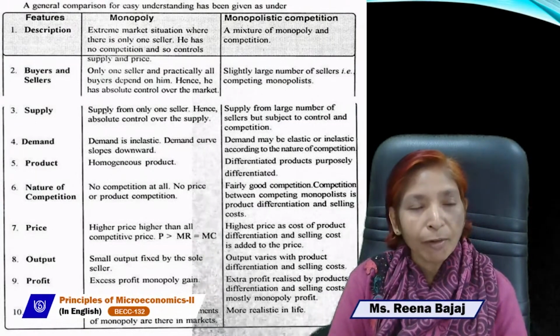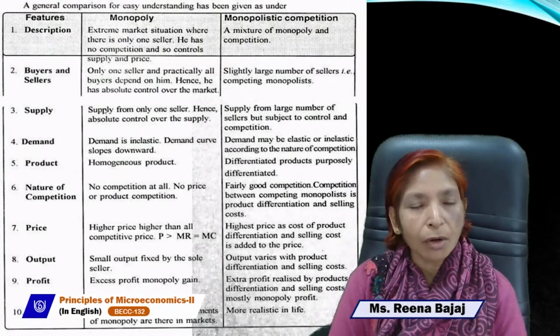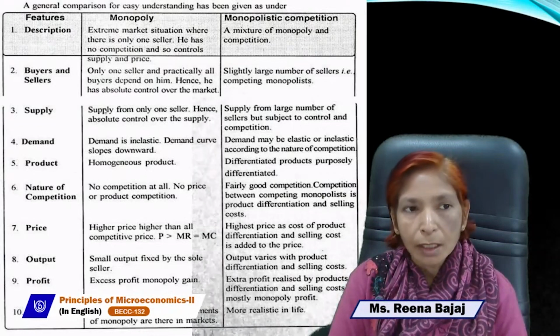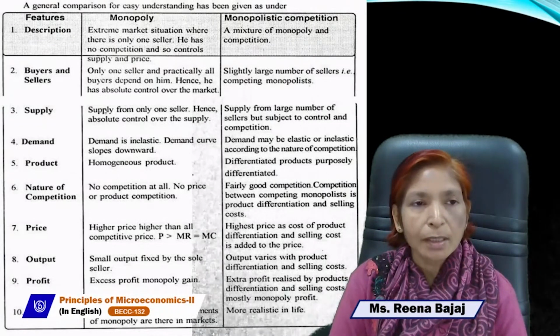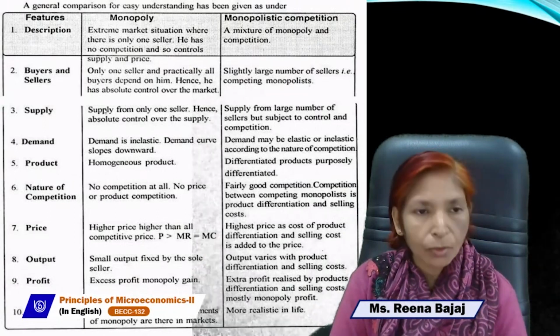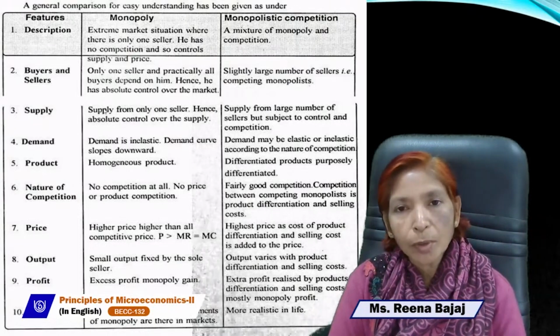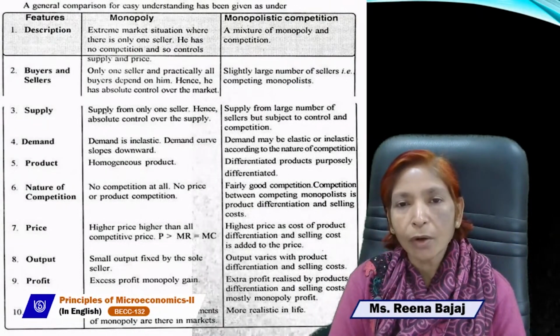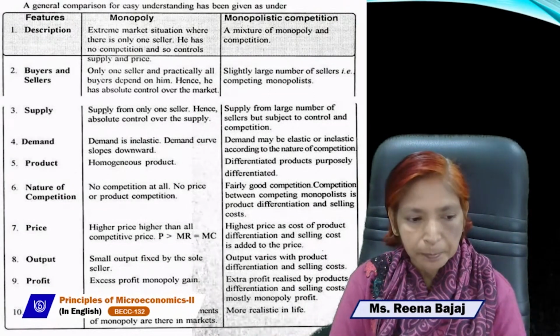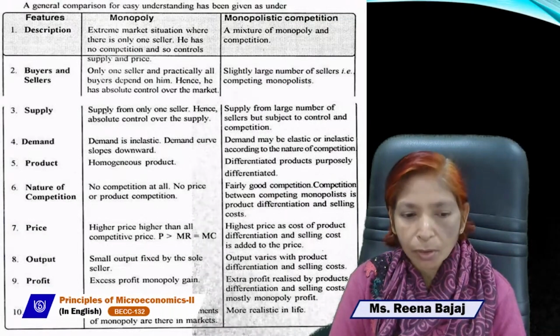Profit. What type of profit does a monopoly firm always earn in the long run? In the long run, a monopoly firm always earns abnormal profit due to the restrictions on entry and exit. But in a monopolistic competition market, in the long run, a firm will always earn normal profit due to the feature of free entry and exit.